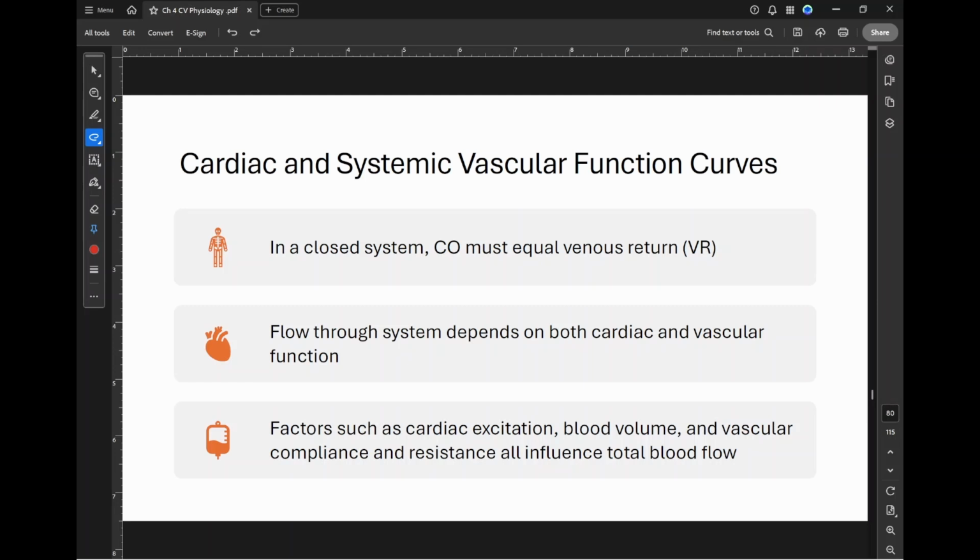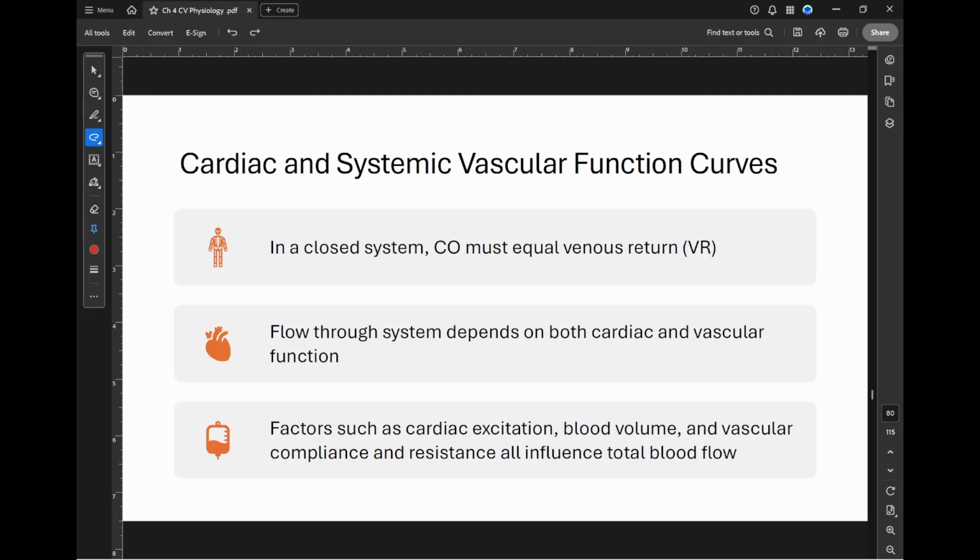Okay, cardiac and systemic vascular function curve. So in a closed system, we know whatever leaves the heart has to come back to the heart. And if you increase the return to the heart, then what's going to have to happen on the other end? Cardiac output. It's going to go up as well. So they affect each other, but they're not totally related. They're kind of like two ends of the spectrum. If you alter the cardiac output going out one way, eventually that blood's going to have to come back.